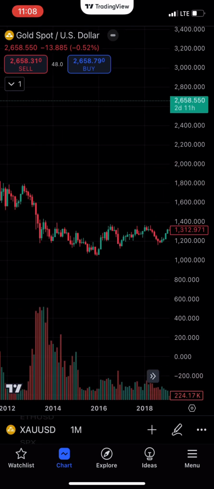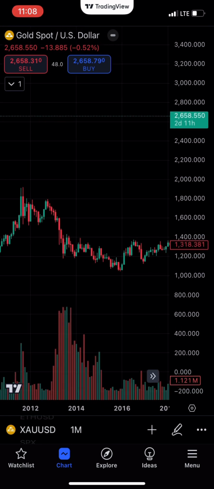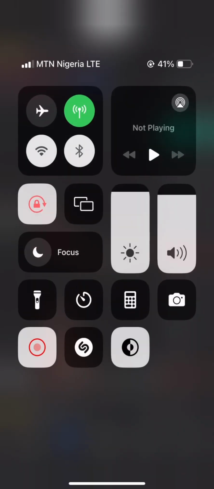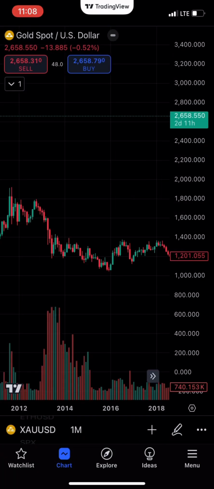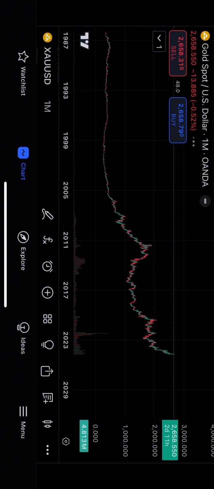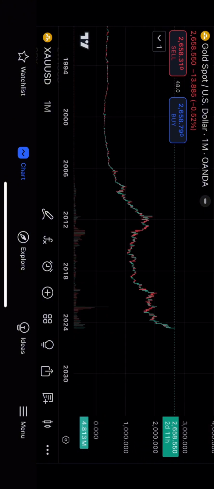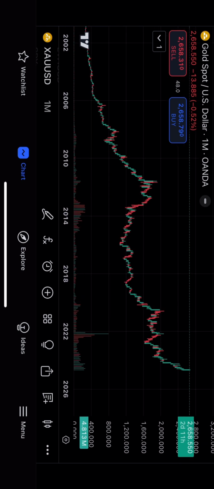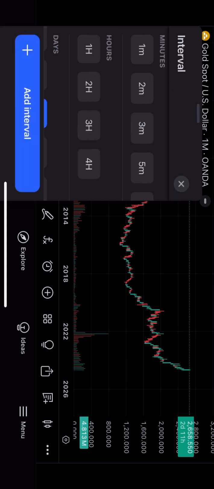So first of all, I go to 1 month. Hold on, let me turn the phone upside down because I'm using a small phone for this. So you go to 1 month. Basically, what I do in my 1 month is just to check the general market direction. So once I check the general market direction, which is a buy, as you can see, gold is on a bullish market. Then I go down to 1 week.